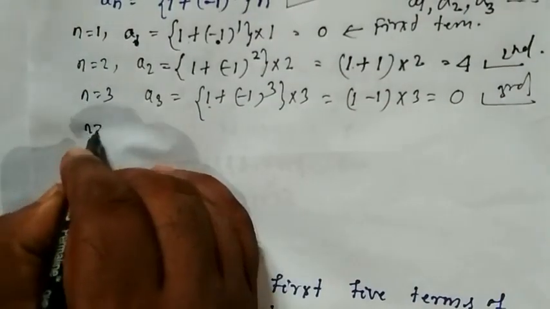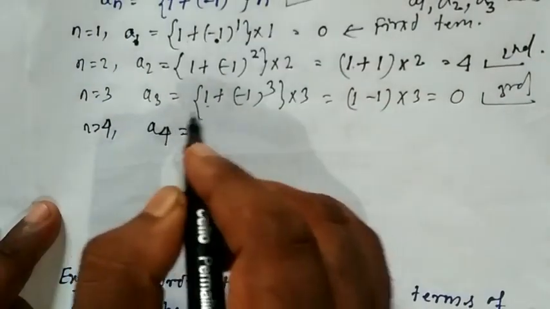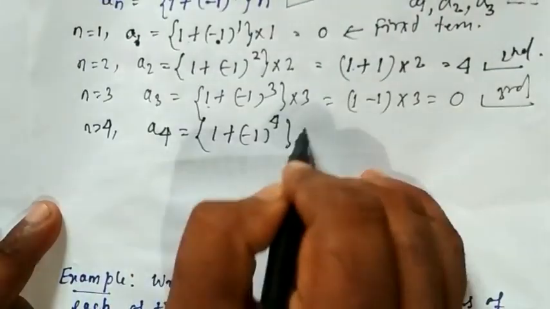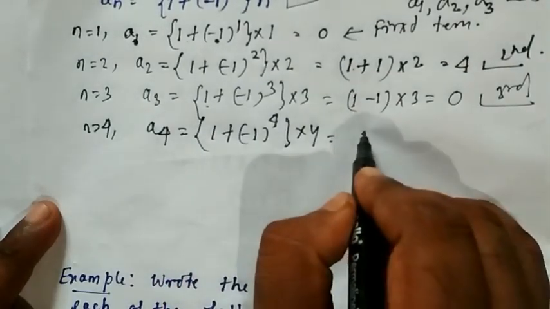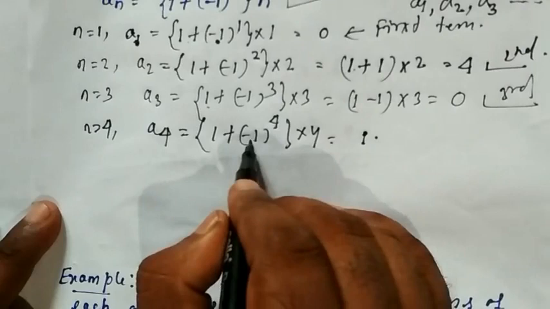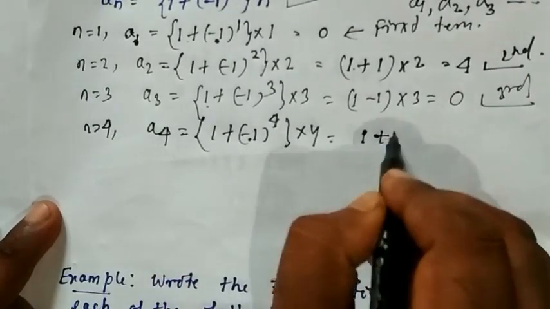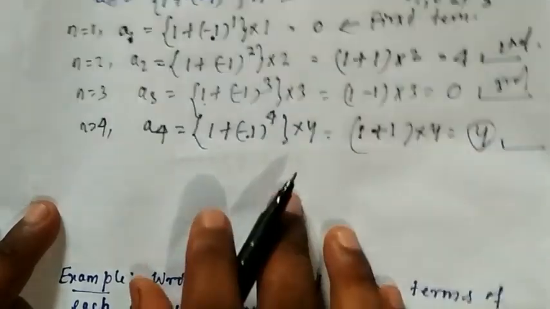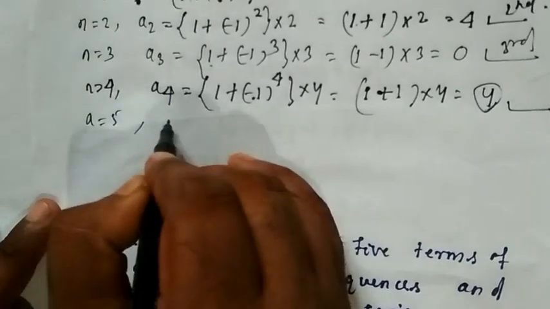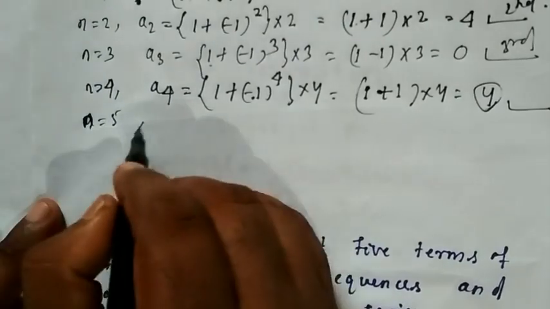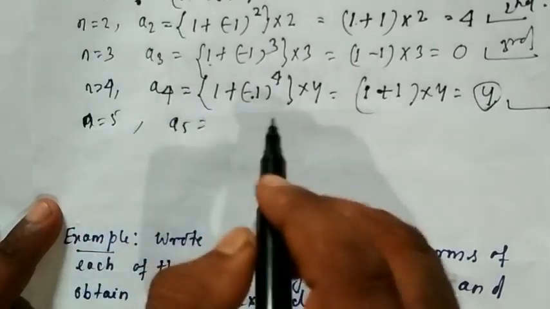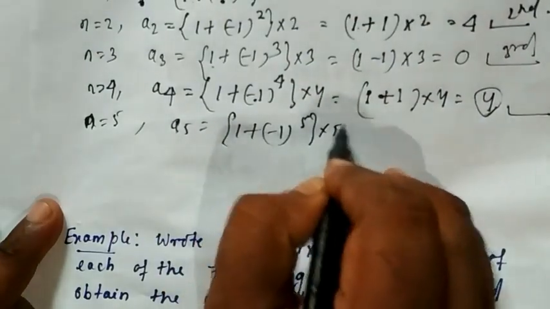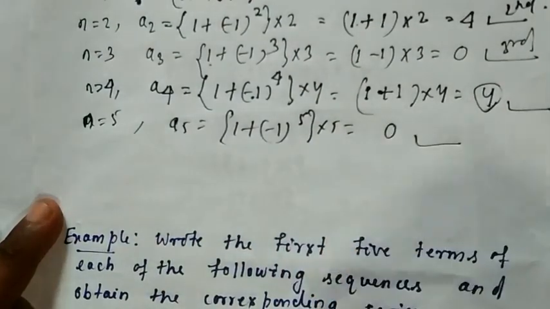Similarly for the fourth term, you can take n equal to 4. Then a4 is equal to 1 + (-1)^4 times 4. So how much do you get here? 1 plus, minus 1 multiplied four times gives plus 1, into 4. Your answer is 4. That is the fourth term. Again, for the fifth term, n is equal to 5. Then a5 is equal to 1 + (-1)^5 times 5. That also will be 0.